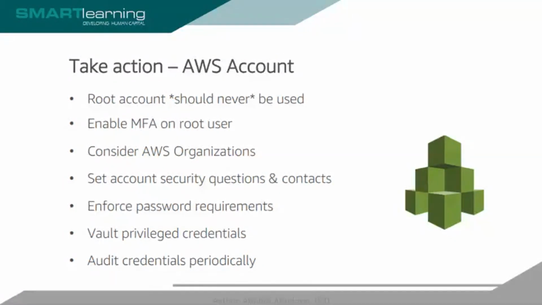Enable MFA on the root user. Very important. It's not just on the root user, on all users, to be honest. On all users, enable MFA. Use AWS Organizations. We've talked about the essence of that. Set account security questions and contacts, because if you lose your account, those are the things they're going to start asking you. Enforce password requirements. Vault privileged credentials, and make sure you don't expose access to them. Then audit credentials periodically. We're going to talk about how you do that very soon.